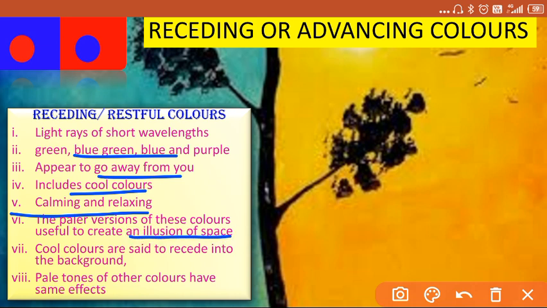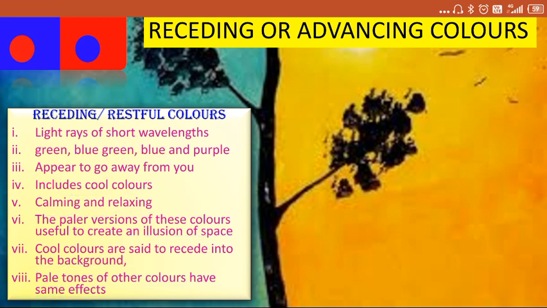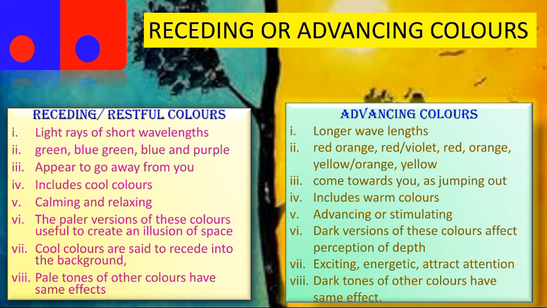The pale versions of these colors give an illusion of space. If you use light blue, look at the ceiling, it's always of a light color because it gives an impact of height and space. Cool colors are said to recede into the background because they go far away, that is why it looks like they are going into the background. Pale tones of other colors also have the same impact. If you keep dulling red, again it will give you a receding effect.